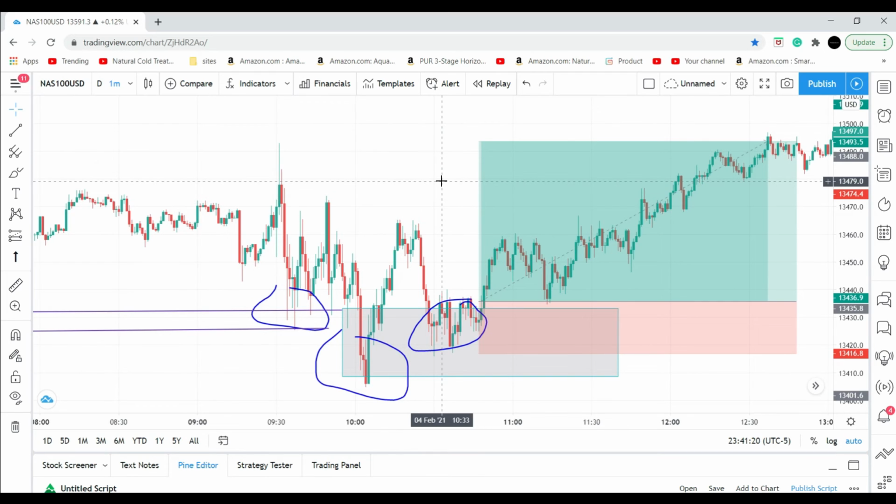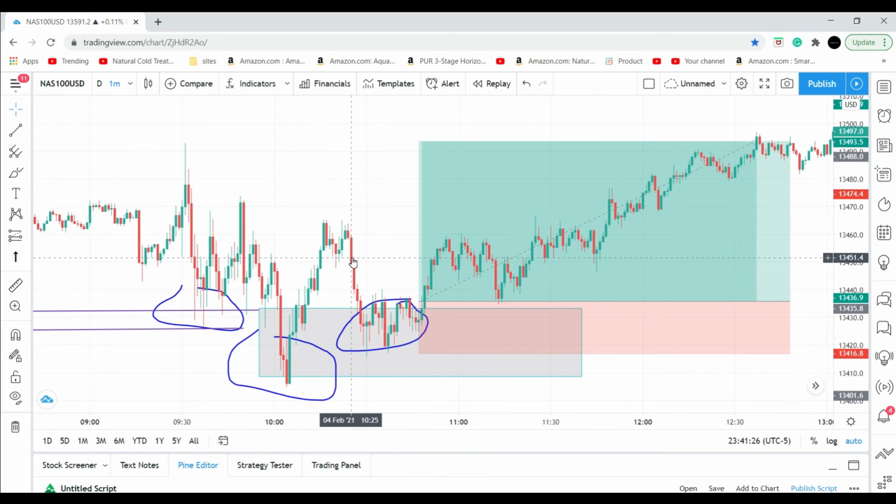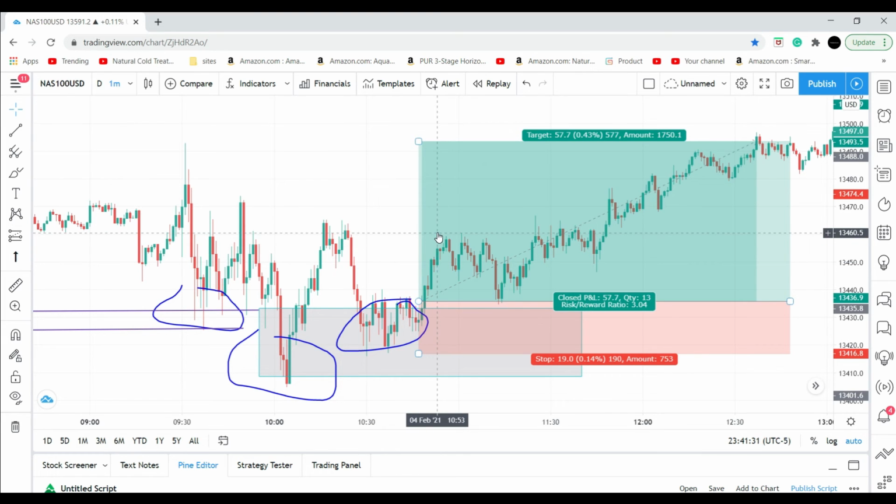This was a high quality trade for me. So I gave myself room. I told myself, okay, this is a nice trade. I'm not going to get out break even, and I'm going to let this trade play out.